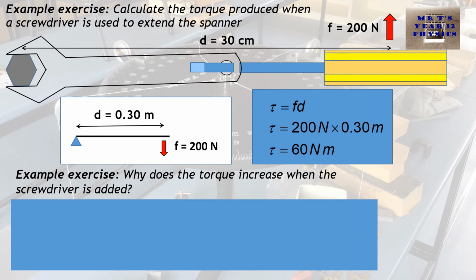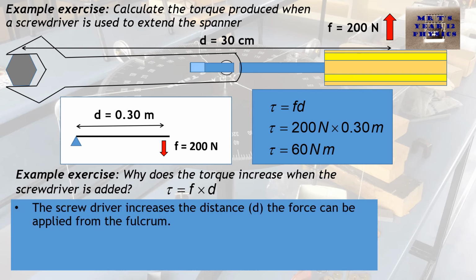So we need to be able to answer these types of explanations using proportionality statements and a structured logical answer. We're going to use the equation that torque equals force times distance as a basis to write this answer. The first thing we can say is the screwdriver increases the distance from the fulcrum at which the force can be applied. That's pretty straightforward. We've increased the distance by adding the screwdriver. So I've applied the context to what actually occurs here.